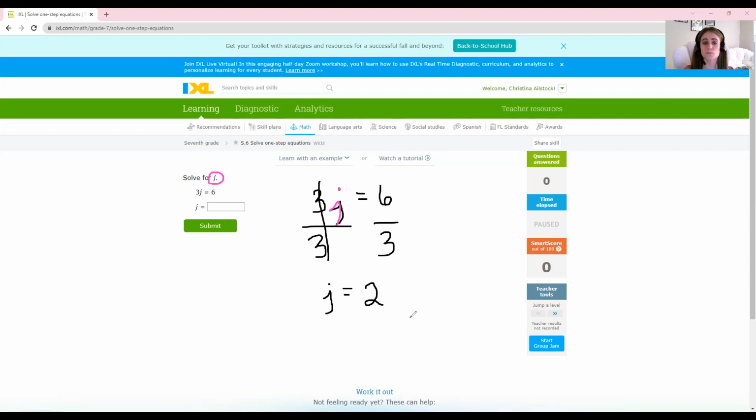Now, let's go ahead on this first one and check our work just to make sure we did it correctly. Remember that we can check our work by substituting, by plugging that 2 back into our equation for J. So instead of 3 times J, well, we just said J was 2. Is 3 times 2 6? Yes, it is, which means we did our math right. We are correct.